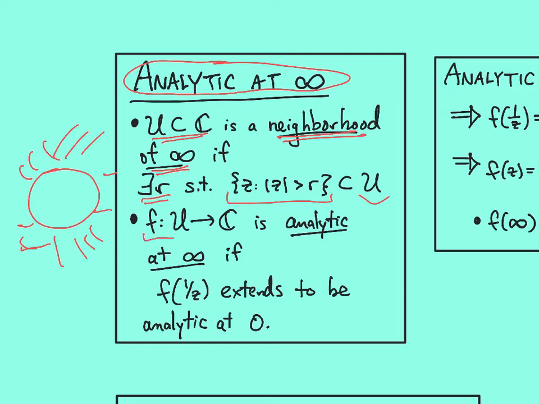And we're going to say that f, defined on a neighborhood of infinity, is analytic at infinity if f of 1 over z extends to be analytic at 0. So f of 1 over z, we can talk about that being defined on a neighborhood like z such that 0 is less than modulus of z is less than 1 over R, so it's a punctured disk, and we just want this to be analytic at 0. Now, what does it mean to be analytic at infinity?